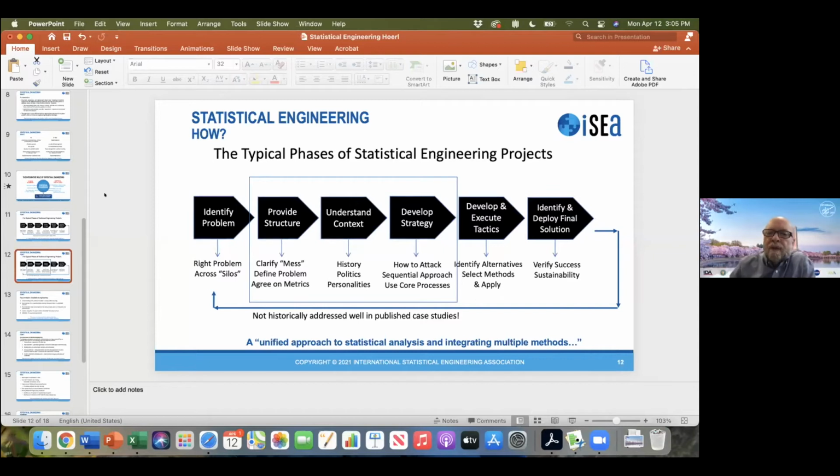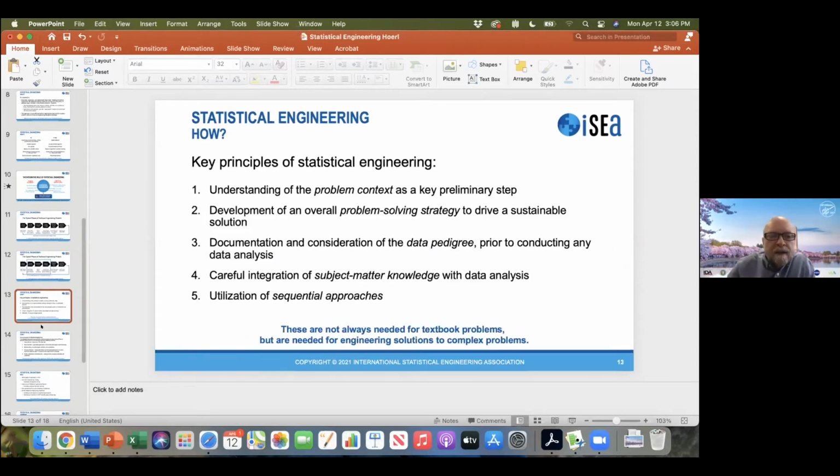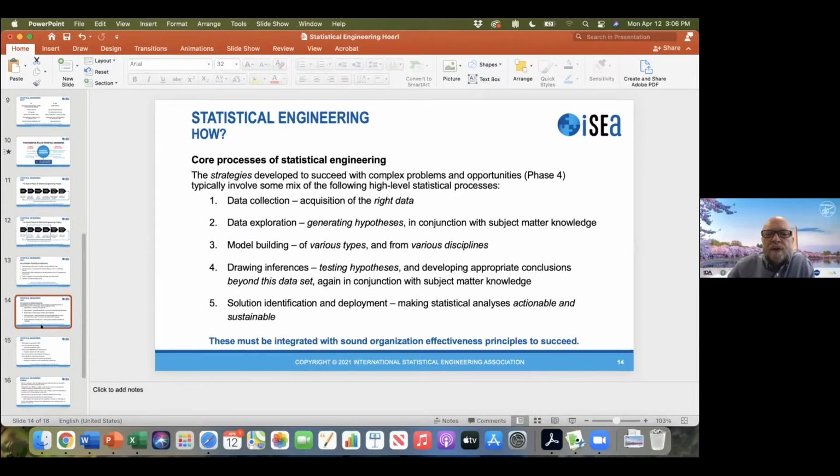Now, these three phases in particular: provide structure, understand context, and develop a strategy. These are the phases that I think all too often are ignored in the literature. There isn't a lot of discussion about how to provide structure, how to understand context, and things like that. So these are the areas that I think we need a lot more emphasis on. Now, in the interest of time, I'm just going to skip over these.